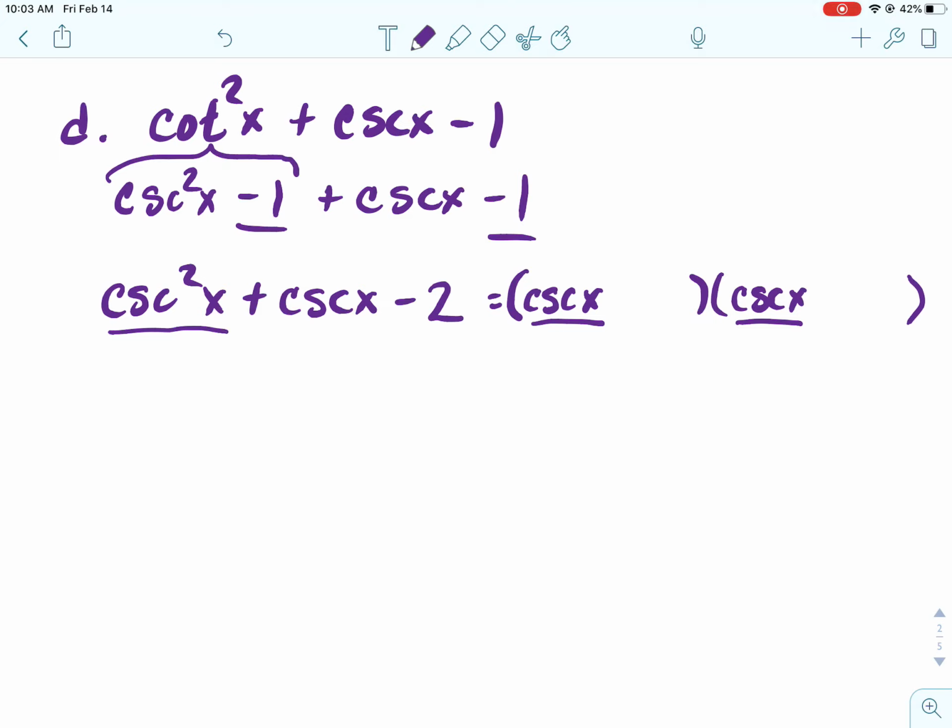What do we know about our signs? One's positive, one's negative. So this negative right here is telling us that the signs are different in our factors. And then the only way to get 2 when we multiply is going to be 2 and 1. So we just have to decide if we want our 2 to be the positive or our 1. What do y'all think? We want to get positive cosecant of x. So it's going to be 2.